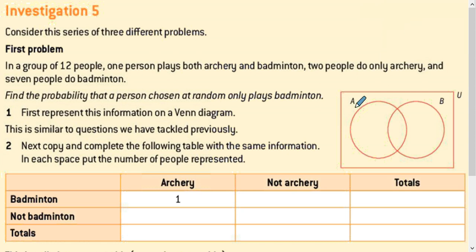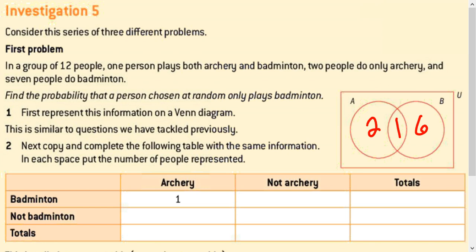So we have 1 person that plays both, 2 that only do archery, and 7 people do badminton. That wording can throw people off, so make sure you put 7 here, but it's a total of 7, especially because here they said 2 only do archery. So they were kind of breaking this one down for you, trying to trip you up. This is using your Venn diagram, but there's also a really handy way of using a two-way table.